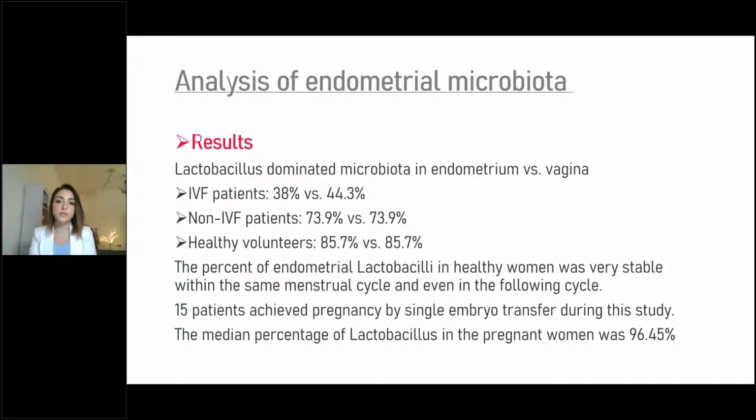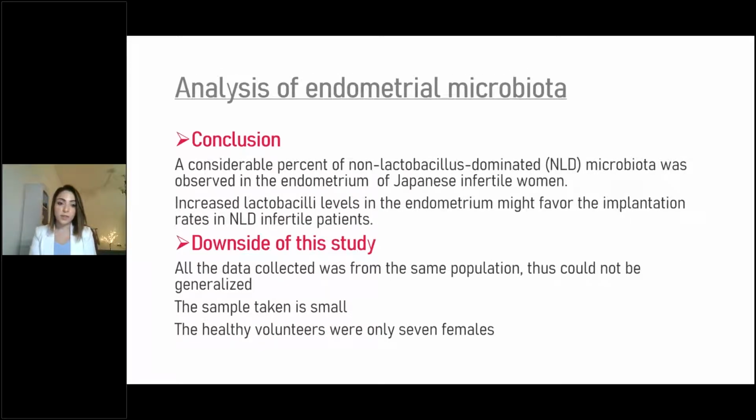It was also observed that 15 patients achieved pregnancy by single embryo transfer during this study. And the most significant finding was that the median percentage of the lactobacillus in pregnant women was 96.45%. So we can conclude that a considerable percent of the non-lactobacillus dominated microbiota was observed in the endometrium of Japanese infertile women. Maybe this explains the reason behind this population being particularly known for its infertility. Another conclusion is that increased lactobacilli levels in the endometrium might favor implantation rates.